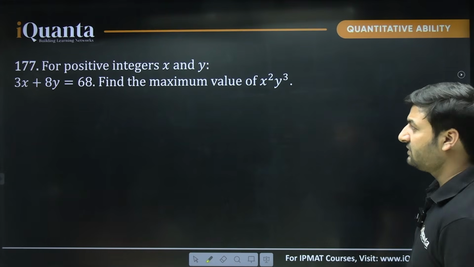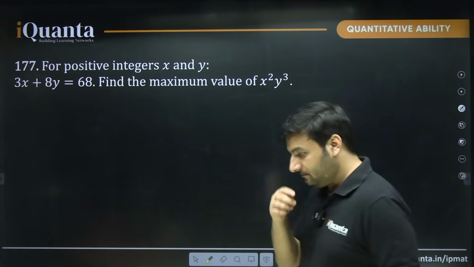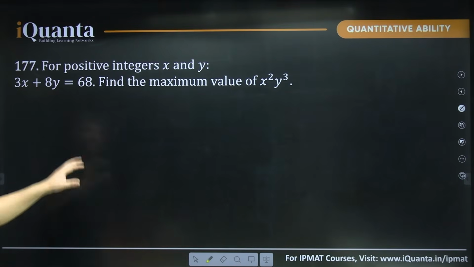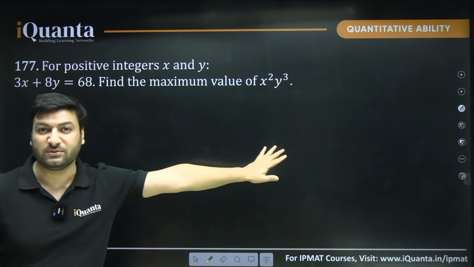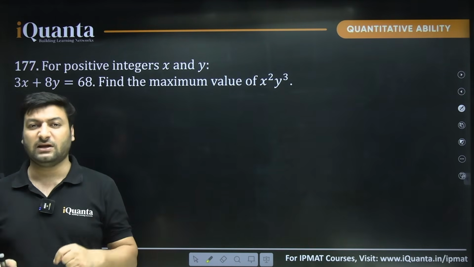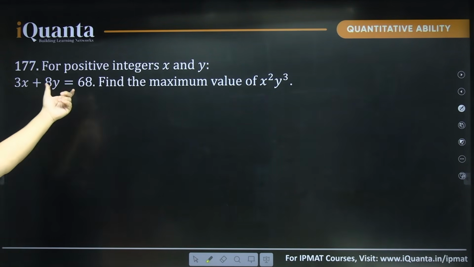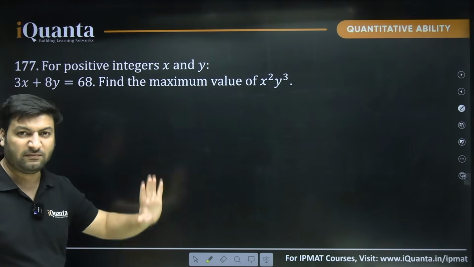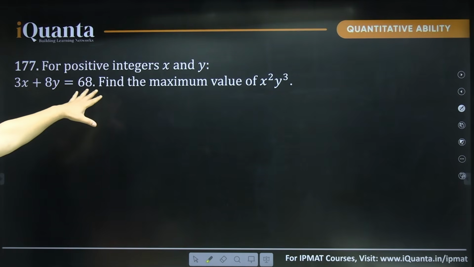What about this? For positive integers x and y, 3x plus 8y equal to 68, find the maximum value of x square y cube. Okay, we are just having integers, not real numbers. Whenever we have such an equation and we have to find out the value of this, we use AM GM inequality, right? AM greater than equal to GM. But why will we not use AM greater than equal to GM here? AM GM is only applicable for positive real numbers. Do we have real numbers into consideration over here? No, it is only talking about positive integers x and y. So you cannot use AM GM, otherwise this problem would have been very easy for us.